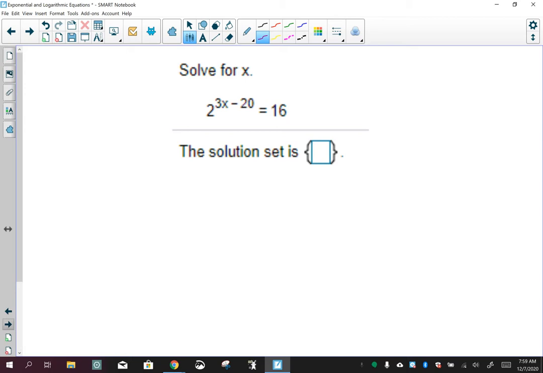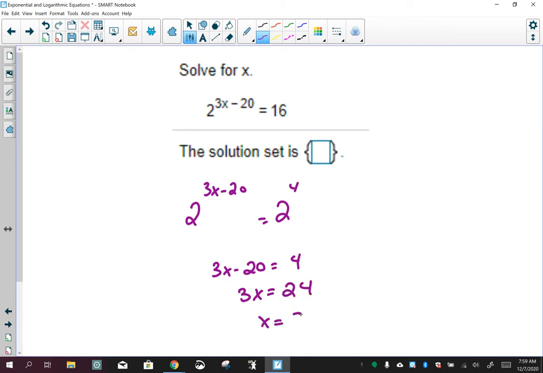All right, welcome back. So let's see how you did. So if you did this correctly, you wound up with that. And then if you keep going, you get this, which means that your x is equal to 8. And that's what you put in there. Okay? All right, so moving on.